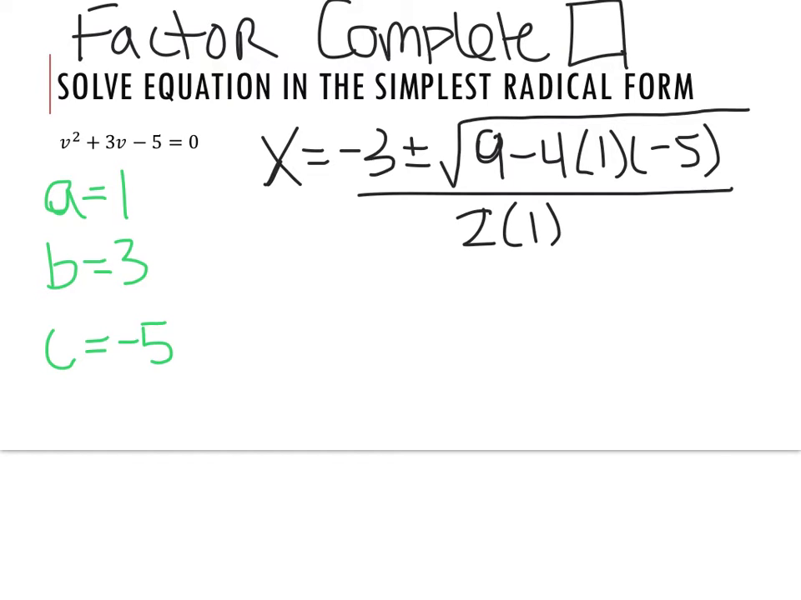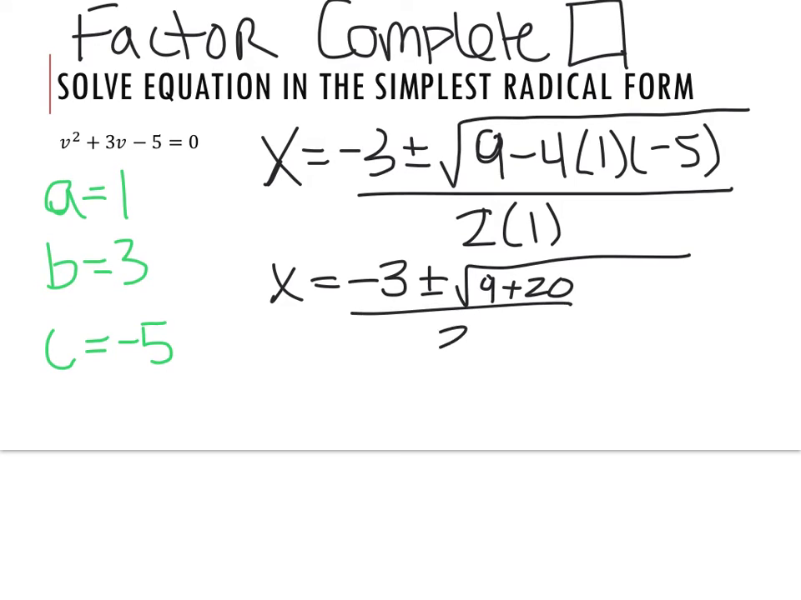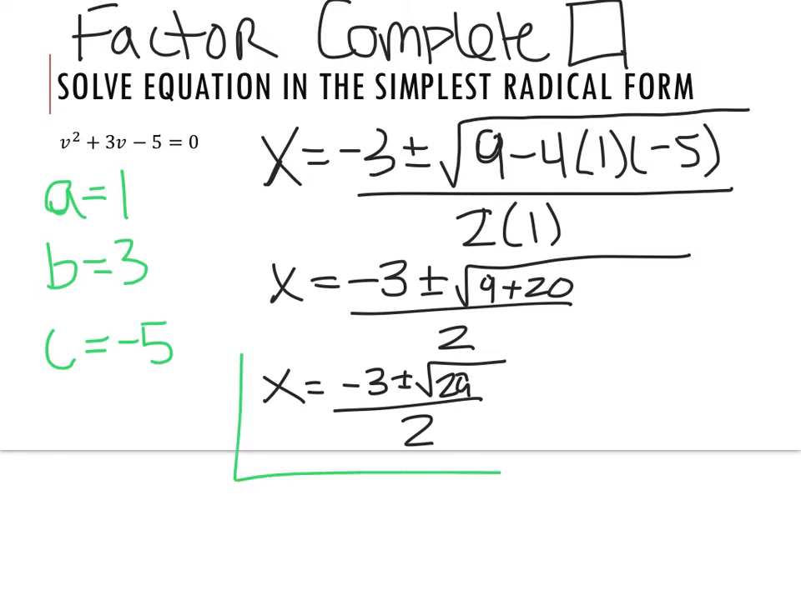All right, so now you want to simplify what you've got. X is equal to negative 3 plus or minus the square root. Underneath, we still have the 9, but when I multiply all those things together, I get a positive 20, and it's all over 2. So x is equal to negative 3 plus or minus the square root of 29 all over 2. If you can simplify what's underneath the radical, do it. In this case, we cannot. And so that is your final answer. X equals negative 3 plus or minus the square root of 29 all over 2.